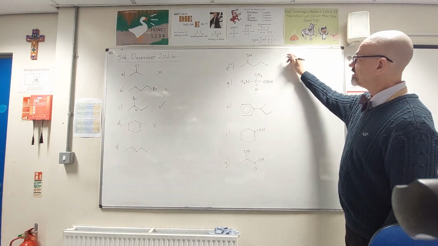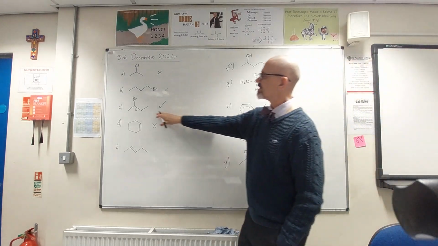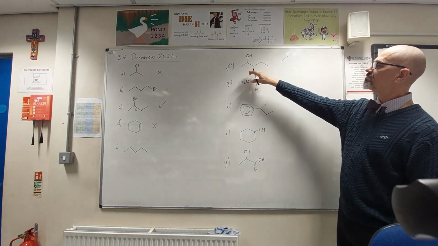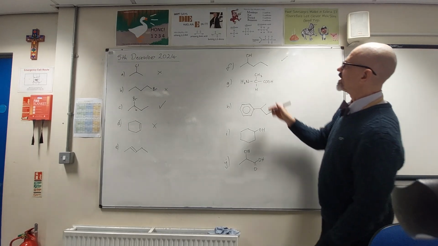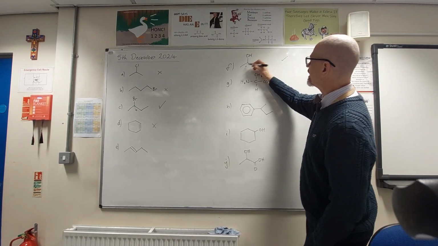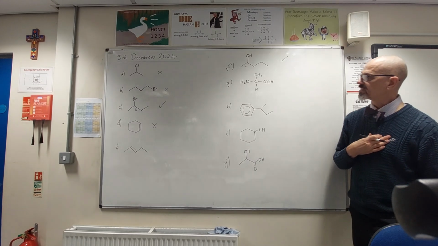F, Eddie. Yeah, we like that. Same as 2-bromobutane. If we've got propan-2-ol, then again there must be a hydrogen sneaking away in the back there. So we've got 4 different groups around the carbon.